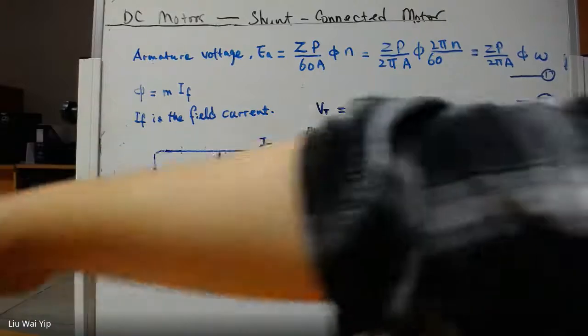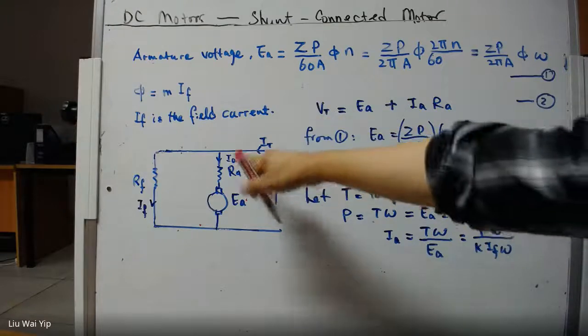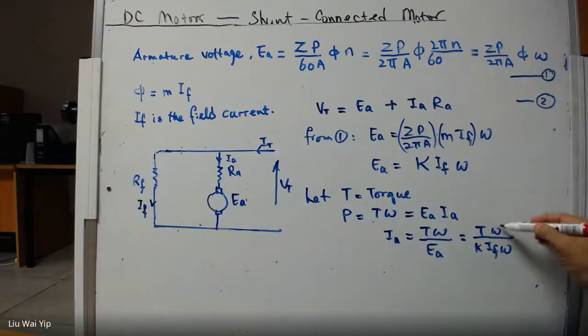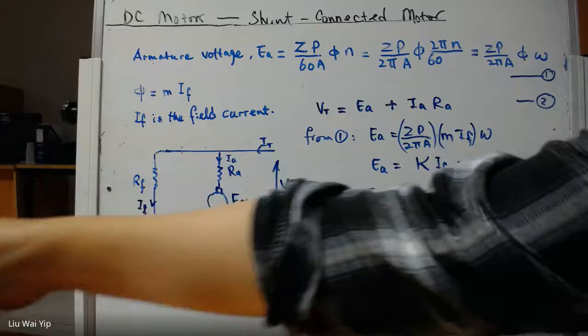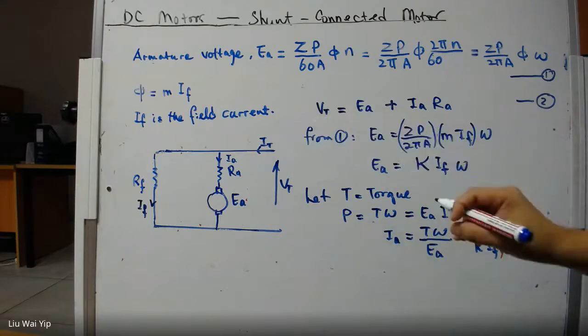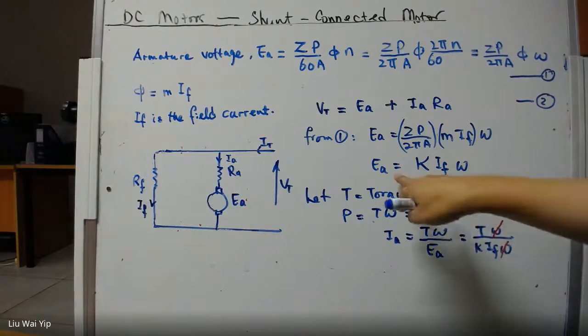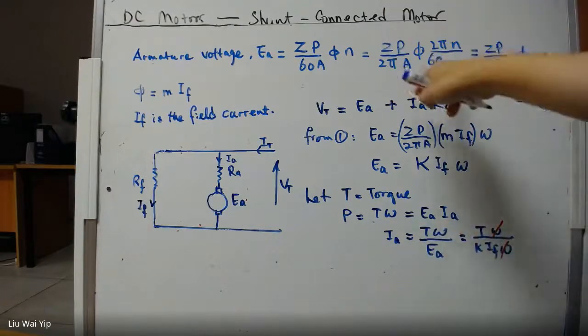And note, this is very important. The IA, which stands for the armature current, is now independent of the speed. Instead, it is dependent on the field current and torque. So this is a very important relation. In the shunt-connected motor, the armature current is not dependent on the speed. So now, can we just substitute EA and IA back to this equation?